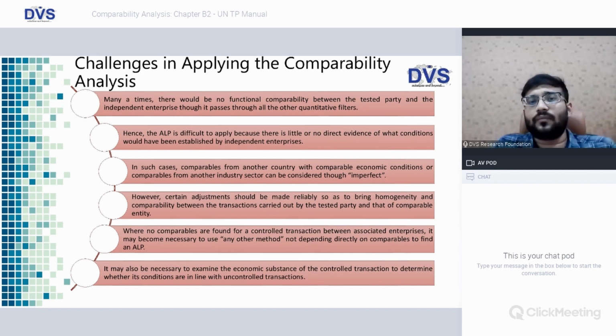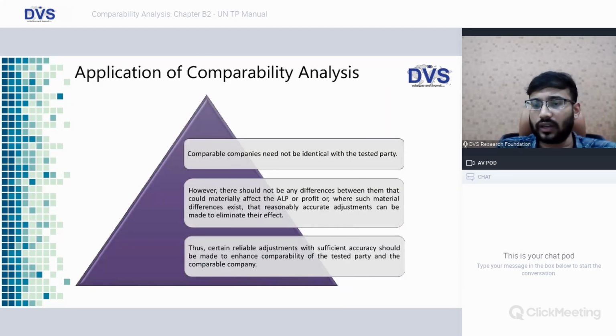In scenarios where comparability analysis is not possible, say we have used the CUP method and no comparability is possible, or when we have used TNMM and we are not in a position to justify the method through the comparability analysis, in such a scenario any other method is used. Usage of any other method we'll see later, friends, as to under what circumstances and scenarios it is used.